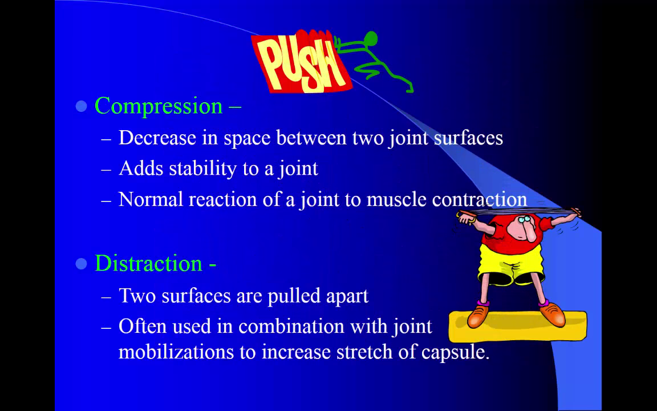There are two other motions that are available other than rolling, spinning, and gliding. These two motions are compression and distraction. A compression occurs when there is a decrease in space between the two joint surfaces, which can add stability to the joint. This is the normal reaction of the joint to a muscle contraction. Distraction occurs when two joint surfaces are pulled apart. This is used in combination with joint mobilizations to increase the stretch of a capsule. The following images are an example of hip distraction.